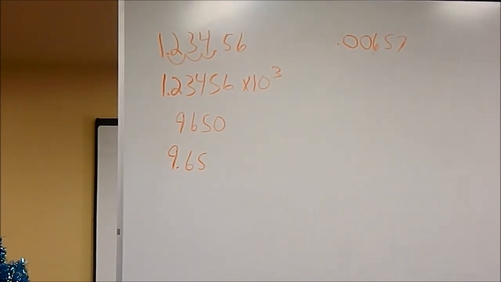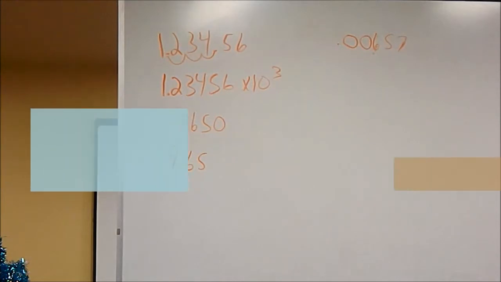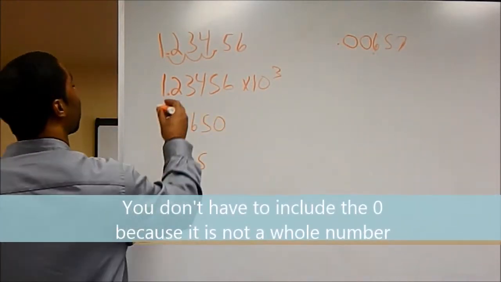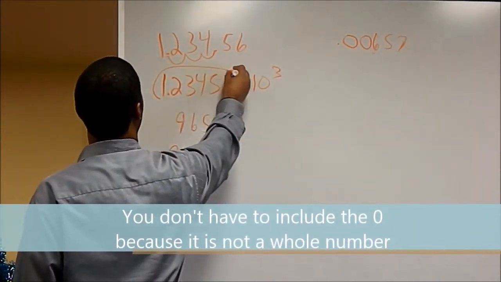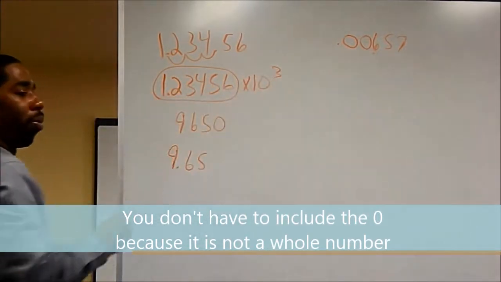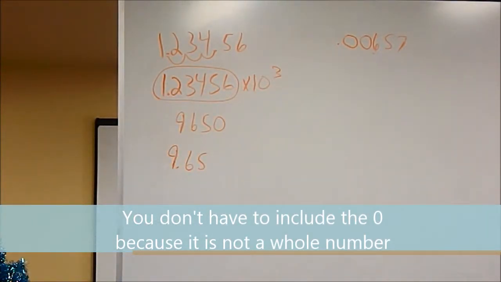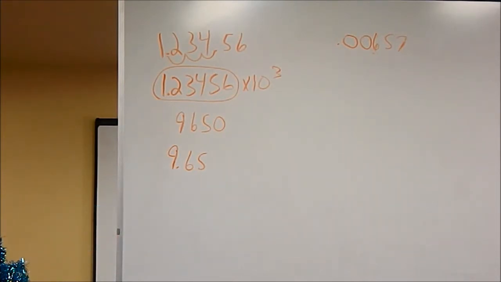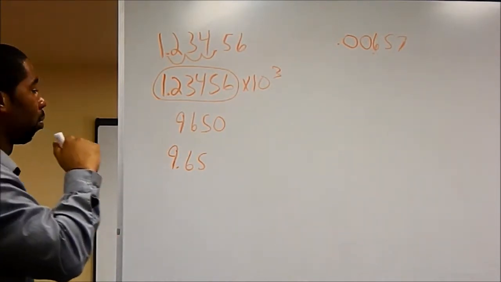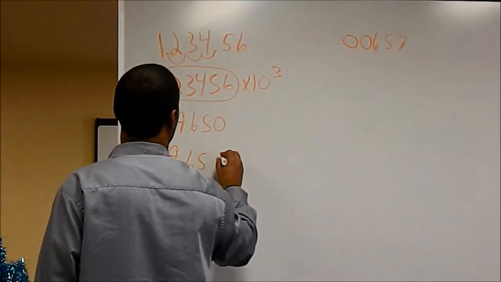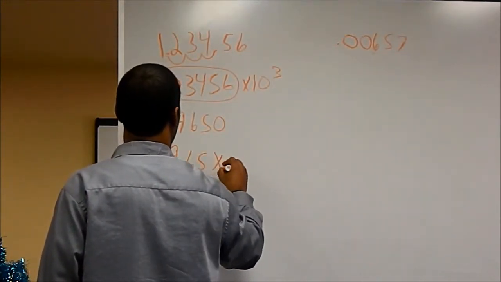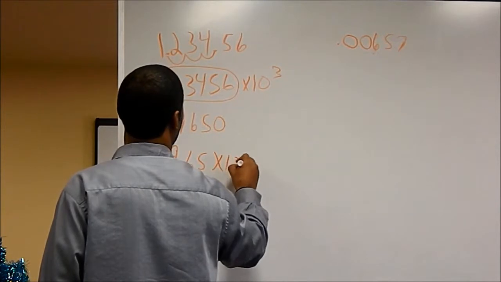Yes. Technically, I wouldn't. The reason I wouldn't is, if you notice on this one, the only numbers I particularly care about are whole numbers bigger than 0. Oh, so the 0 doesn't matter. No, I don't have to put the 0 on this one. Okay, so it'll be just 9.65 times 10 to the second power.